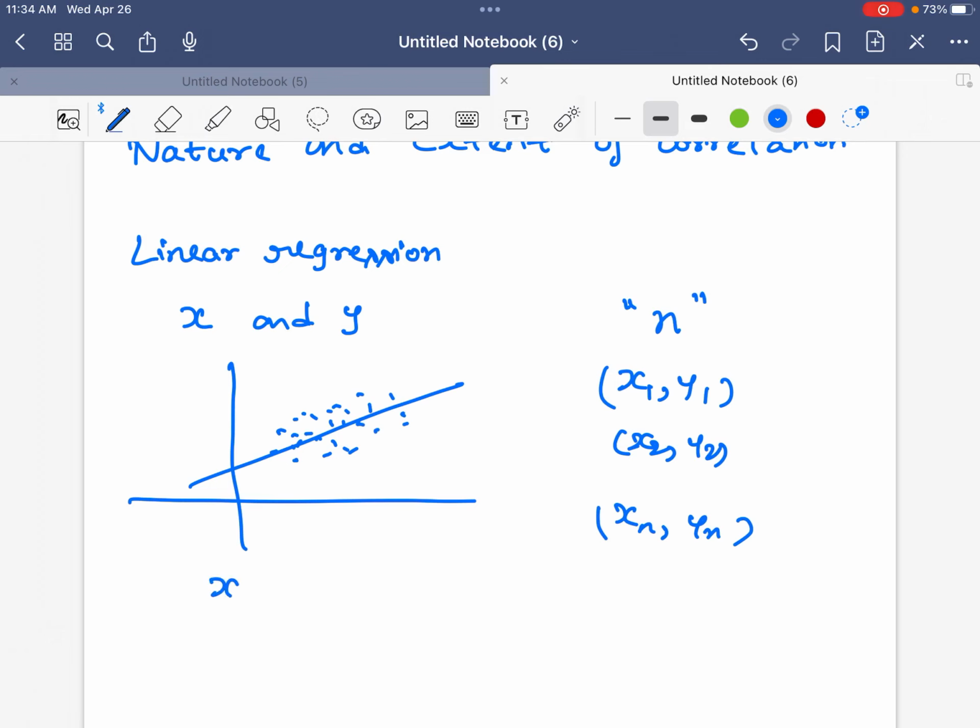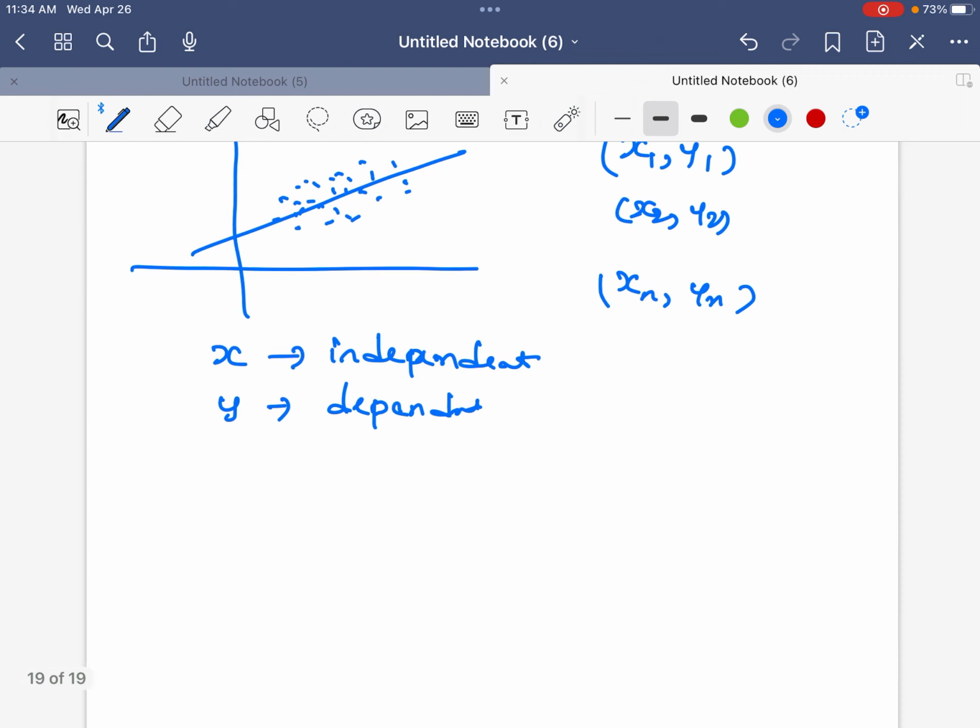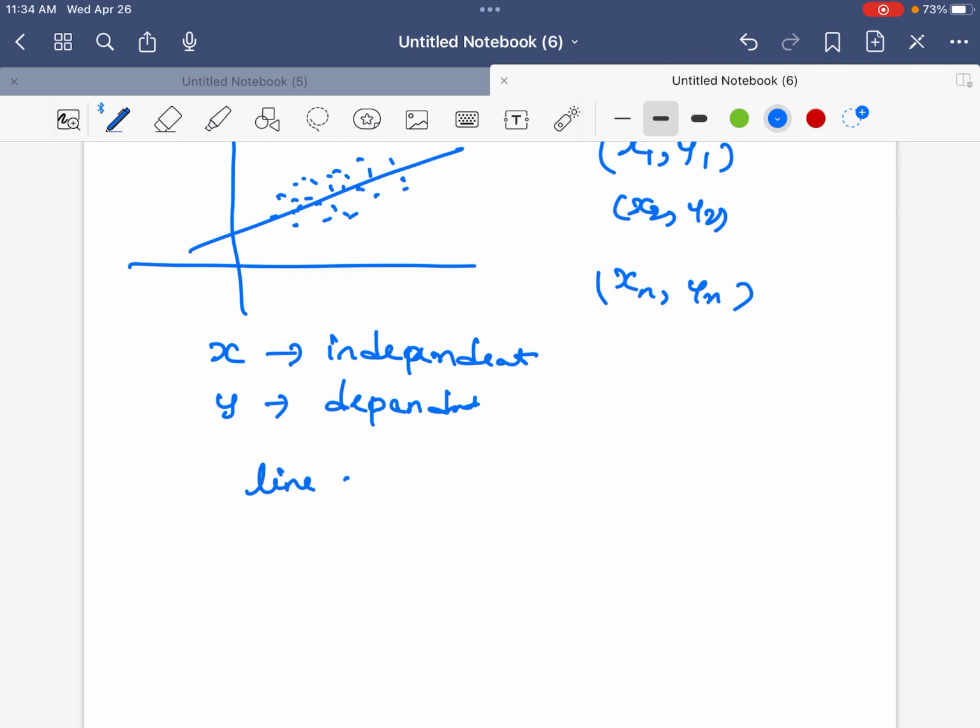this data by taking x as independent variable and y as the dependent variable, then the straight line obtained is called the line of regression of y on x, and its slope is called the regression coefficient of y on x.